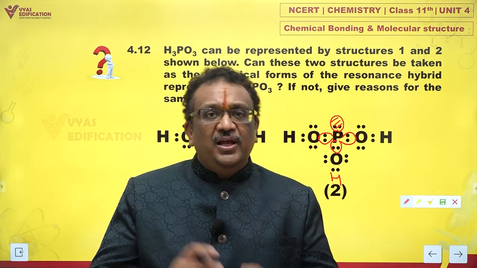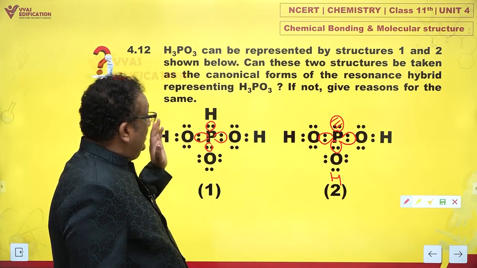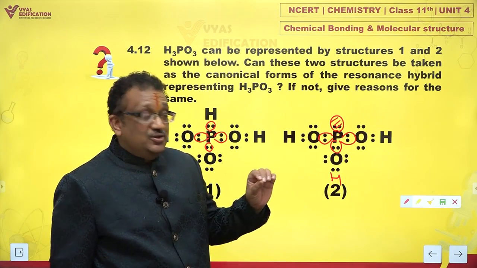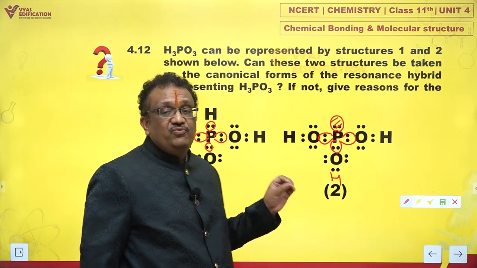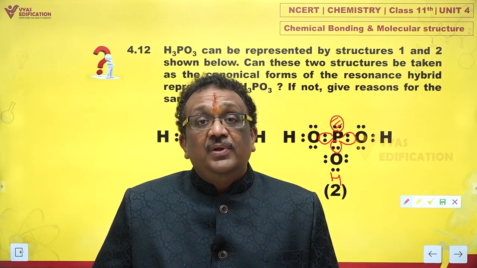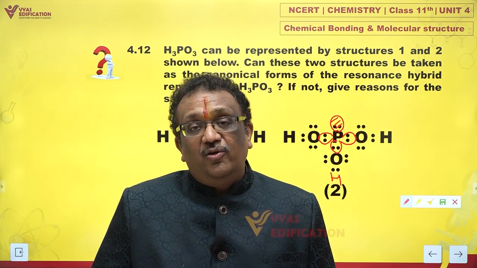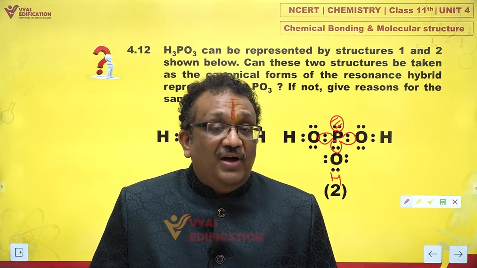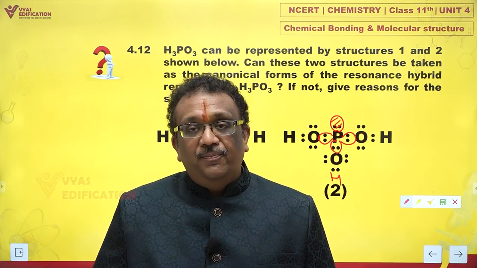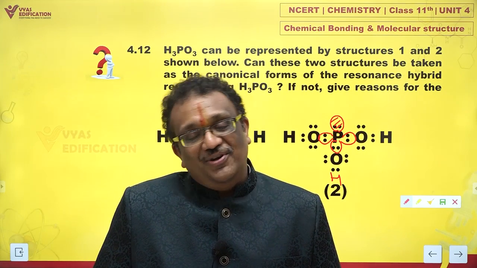How shall we write the answer in one sentence? Let me dictate that. It says, since the connectivity of atoms is not identical in structures 1 and 2, and you can point out also in brackets, the H atom in structure 1 is directly connected to the phosphorus atom, while that is not the case in structure 2. Bracket closes, full stop. Hence, they are not canonical structures.